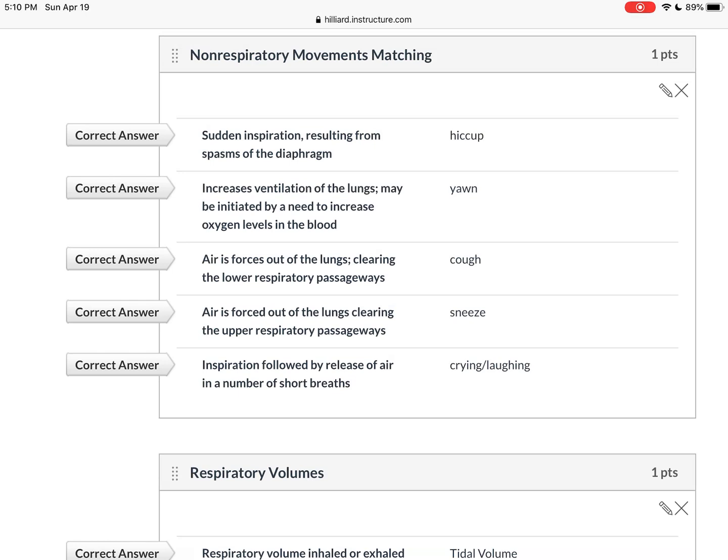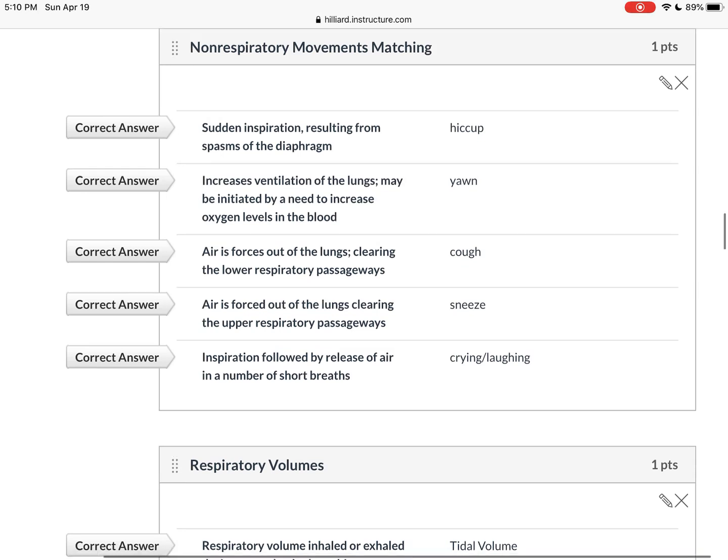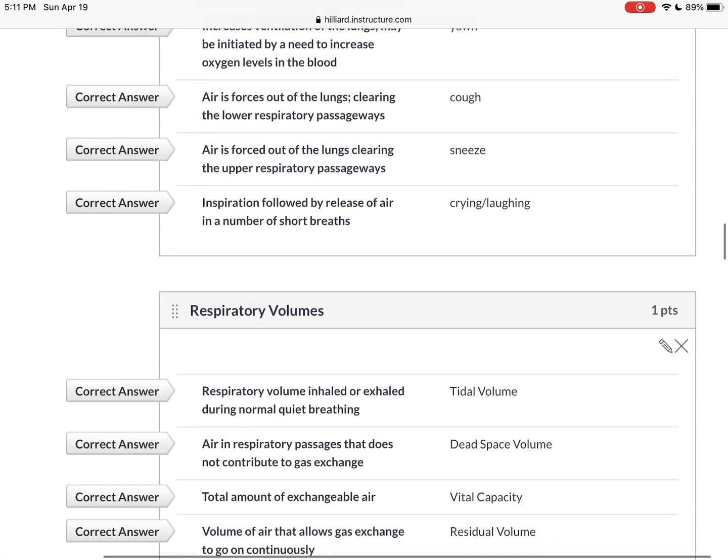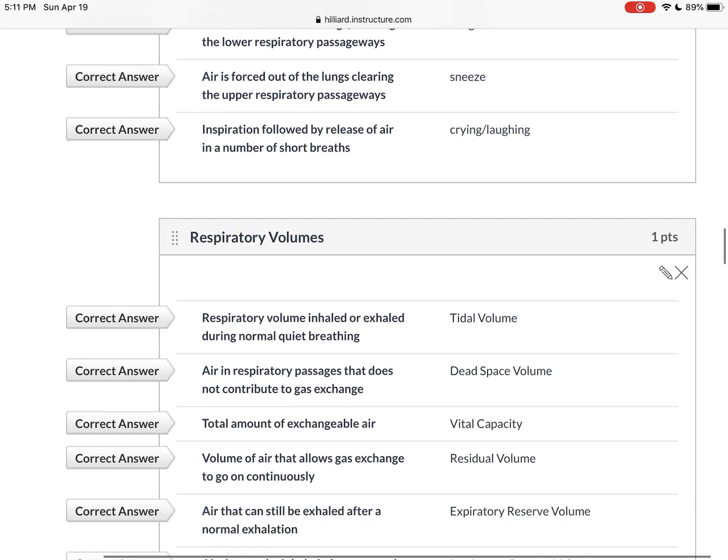It is kind of funny and interesting to watch them try to experiment on people and see if yawns are contagious. But it is not believed to be because of a need for an increase in oxygen, but that is what some people think. And then crying and laughing, I think when you read that definition, it'll make sense to you.